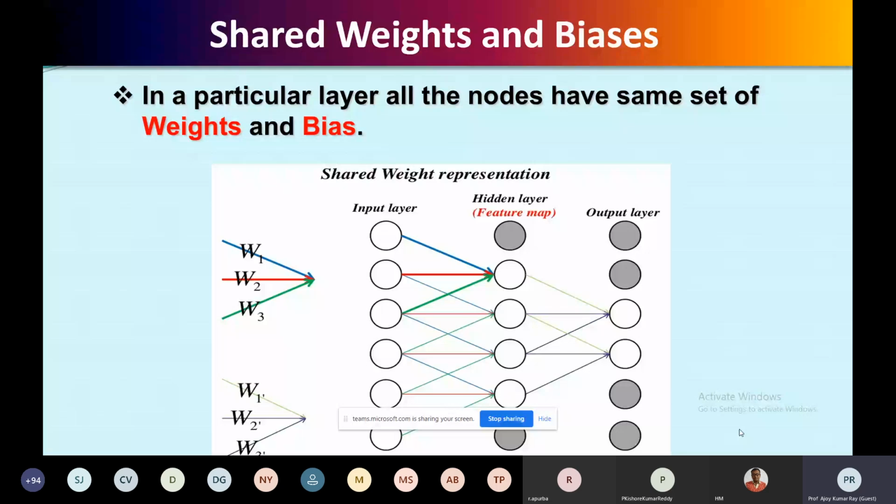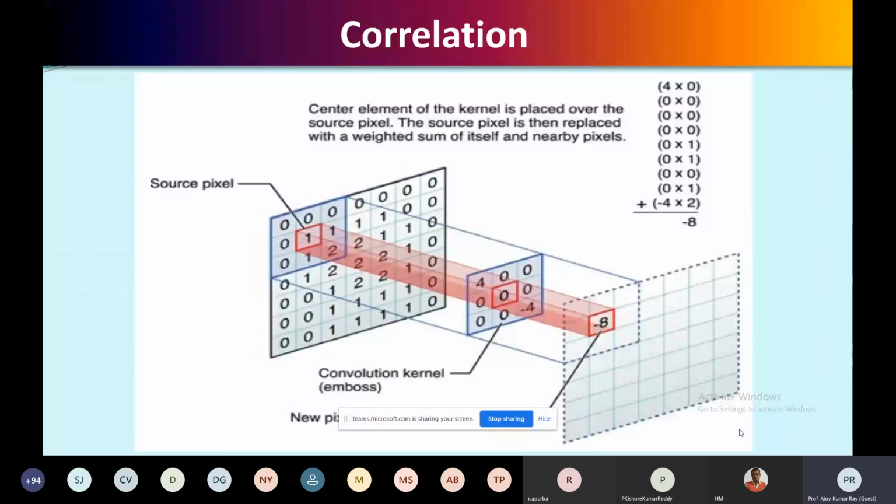The correlation or the convolution, as you can see, is 3 by 3. If you take, and here also 4, 0, 0, 0, 0, 0, 0, 0, minus 4. This is known as a convolution kernel. If you do the convolution operation, then you multiply 0 into 4 plus 0 into 0 plus 0 into 0, like that. Finally, you get minus 8. So now, instead of 1, which is the source pixel, the central pixel of the window, that will be replaced by minus 8. So that is the process of convolution.